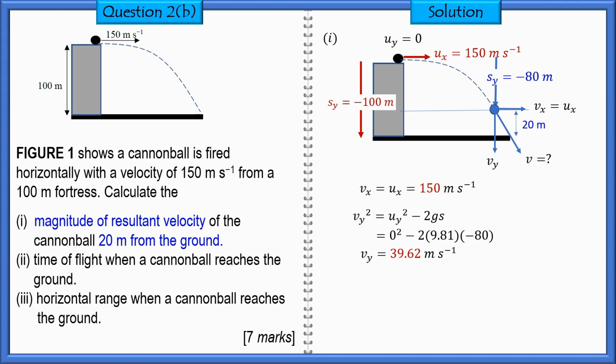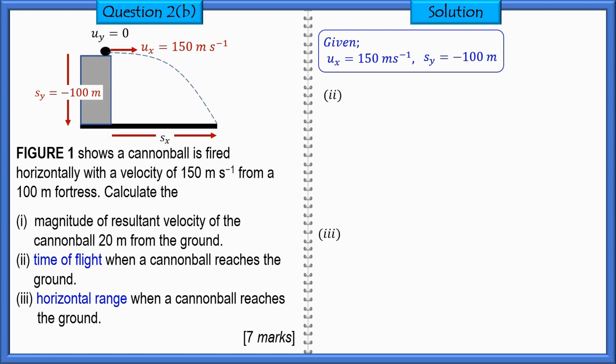After you get Vx and Vy, then you can calculate the resultant velocity. The magnitude of the resultant velocity is equal to 155.14 meters per second. Question 2, you need to calculate the time of flight when the cannonball reaches the ground.